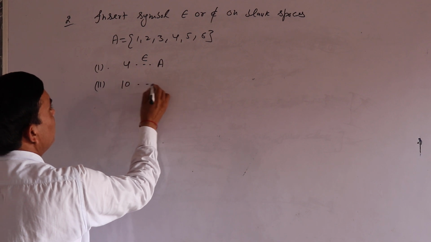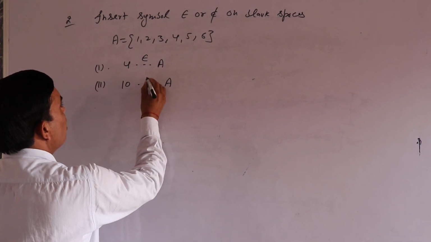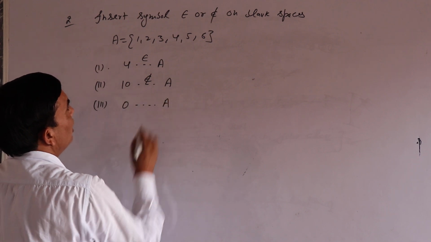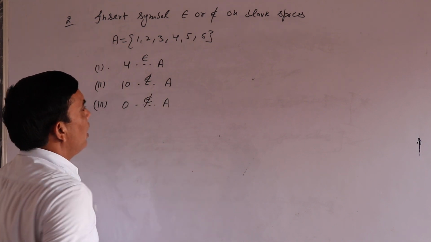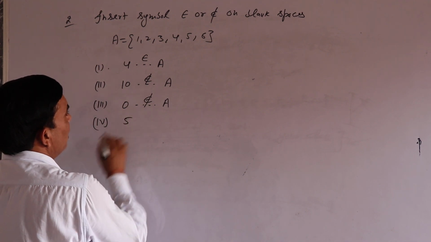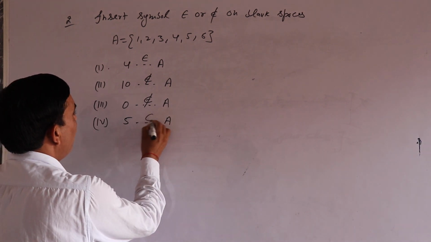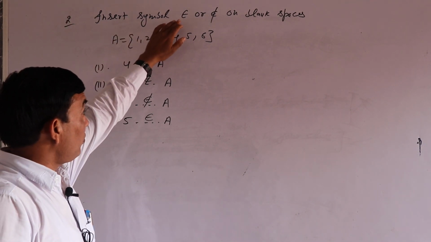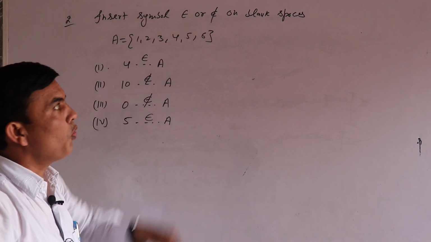Second part, 10. So 10 is not in the set A, so 10 does not belong to the given set. Third part, 0. 0 is not in the given set, so 0 does not belong to the given set. Next part is 5. So 5 is in the given set, so 5 belongs to the set A. In this way, we can tell whether the given number belongs to the given set or not.